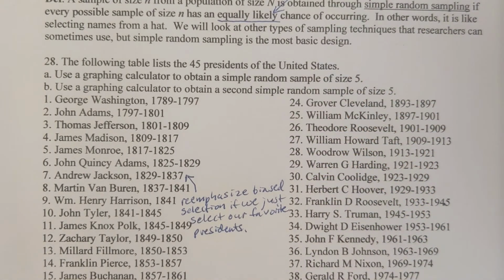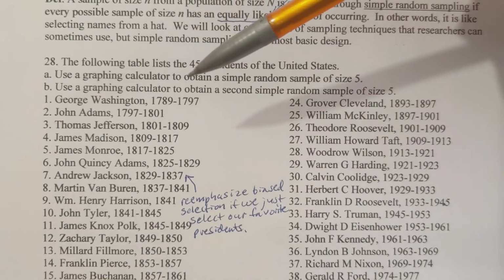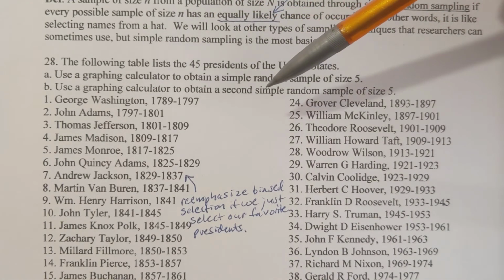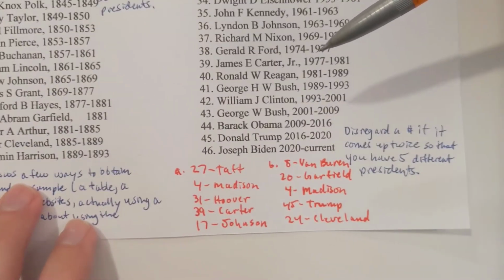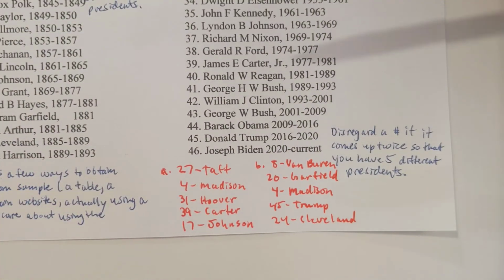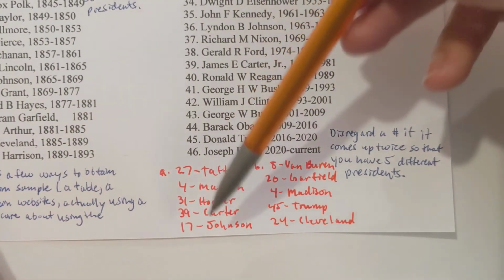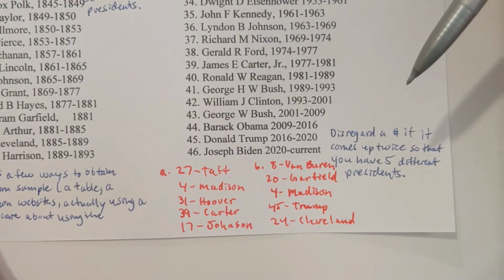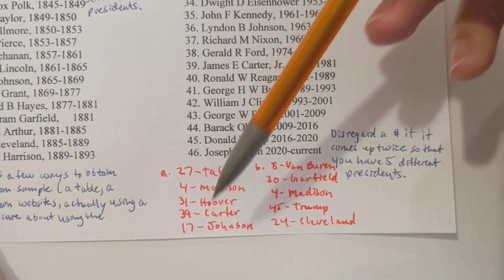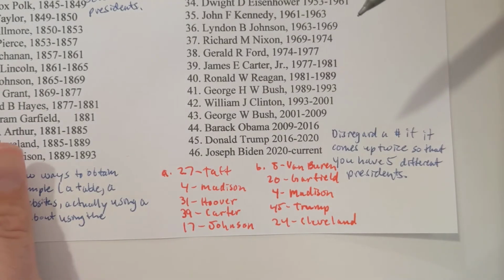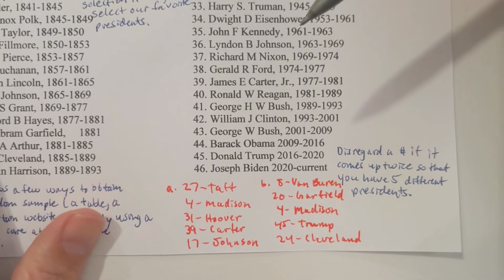Now suppose I want to use the graphing calculator again to get a second simple random sample of size 5. Well, I would do this again. By the way, do I think that the same numbers will come up again? They might, but it's highly unlikely that I get this exact same list again, although I could.